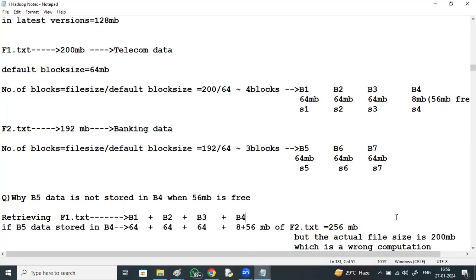Don't worry about the notes. Clearly, I have mentioned that the notes will be easily understandable. I'll forward you this.